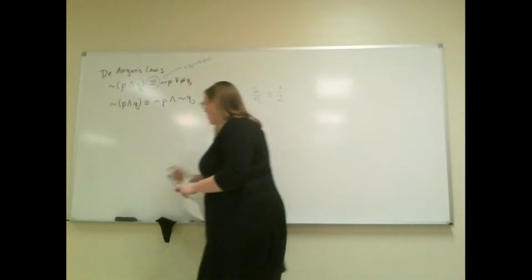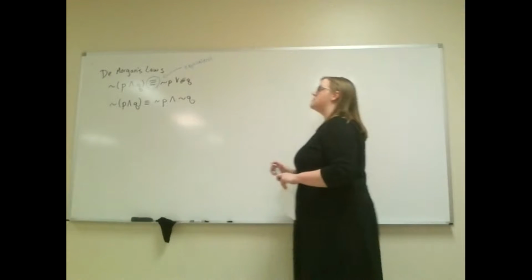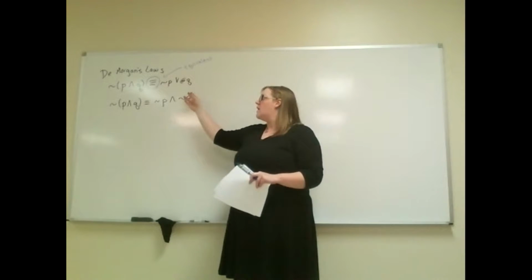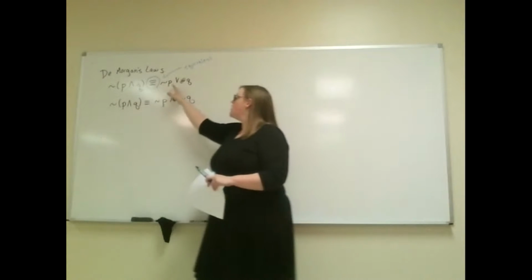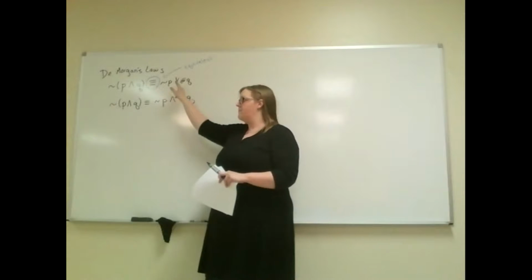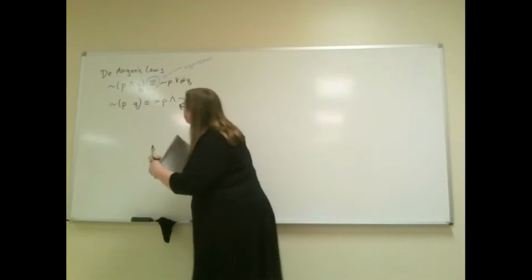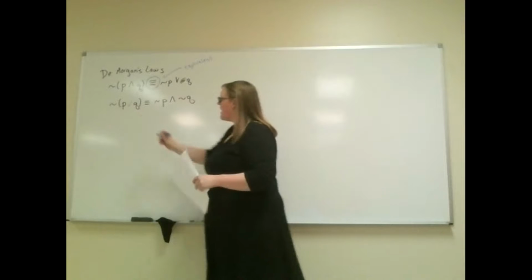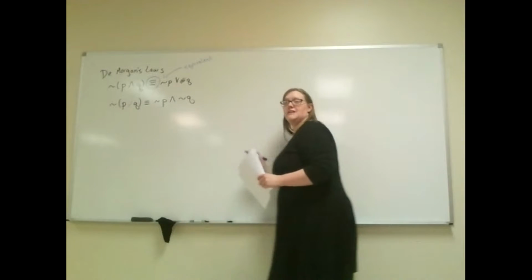That being said, what De Morgan's laws do is give you an alternative way to write things. If you want to negate a conjunction, you can just negate each of the statements and put an or in between. Oh, these are backwards. This is supposed to be like this. There we go. If you want to negate an or, then you negate both statements and put an and. That's all that's saying.